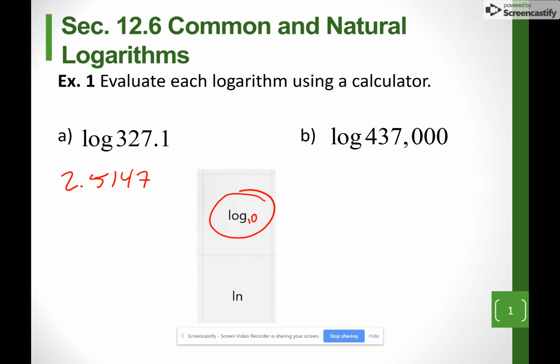Now, example B, the log of 437,000, I should get 5.6405. I'm rounding to 4 decimal places on each. Once again, it is just for you to practice.